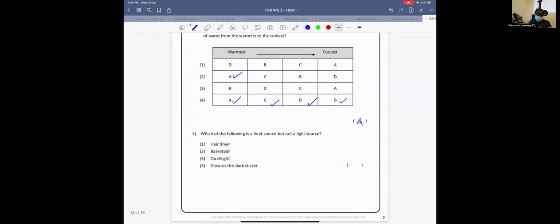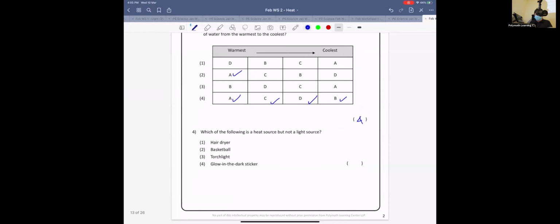Done? Which of the following is a heat source but not a light source? Ricardo, what's the answer? 2. A basketball is a heat source? Why would a basketball be a heat source? Hair dryer. Hair dryer blows very hot air, right?